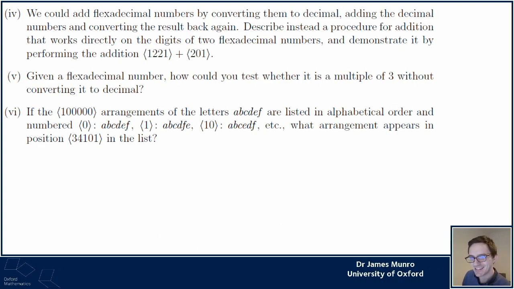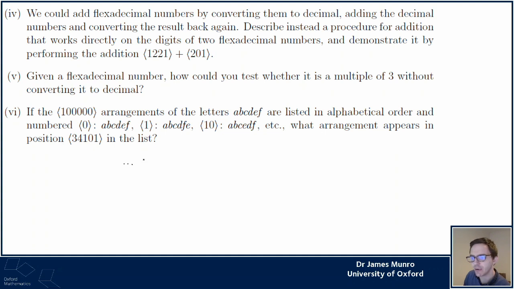Okay, part 4 wants us to add together flexadecimal numbers. And we're not supposed to convert them to decimal. We're supposed to think about what happens if we add them in flexadecimal by thinking about the place values of those numbers in flexadecimal. So here I'd like to think about adding them together. I suppose sometimes we're going to have to carry over if things get too big for the place. Let's try and think generally.